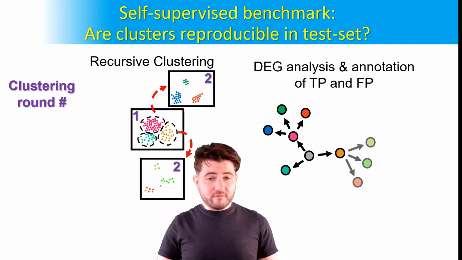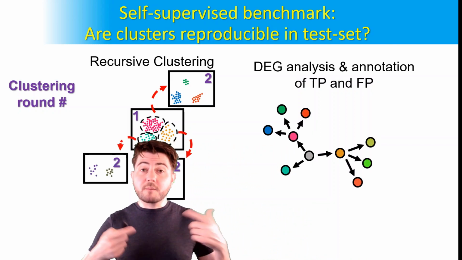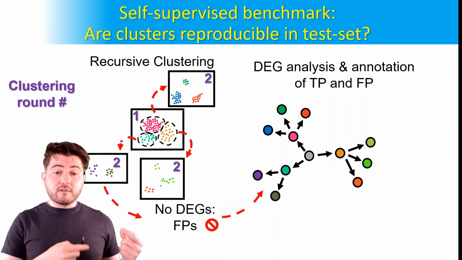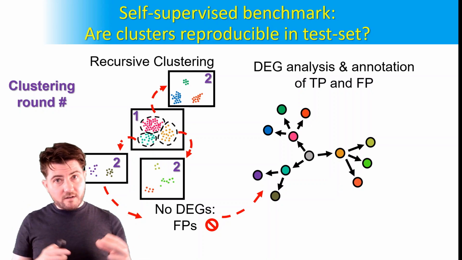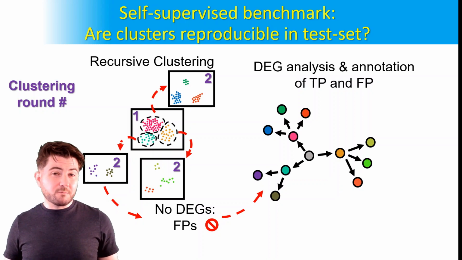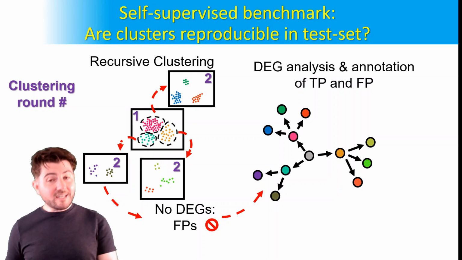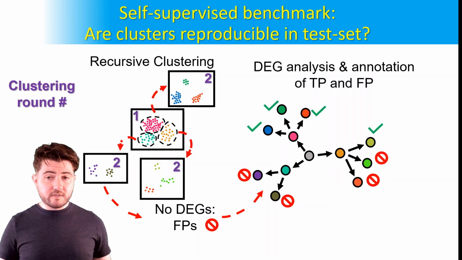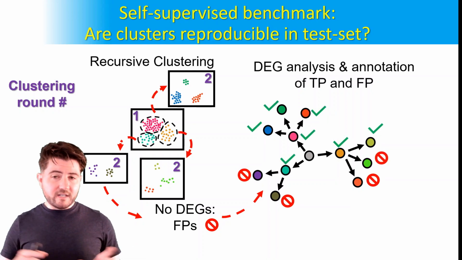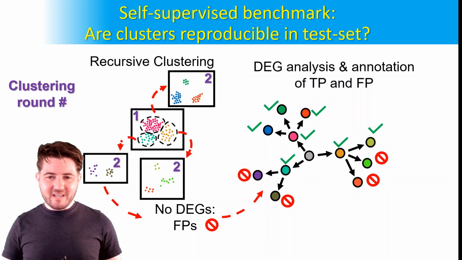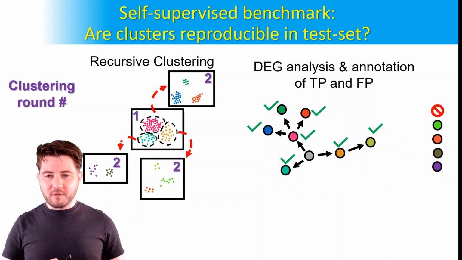And we do that for every cluster found in the first round and subsequent rounds all the way down. Then we look for whether or not inside of that branch there were no differentially expressed genes. If there are no differentially expressed genes that distinguish those groups in the test set, then we can conclude that those were false positives. And we do that within each branch of the recursive clustering tree.